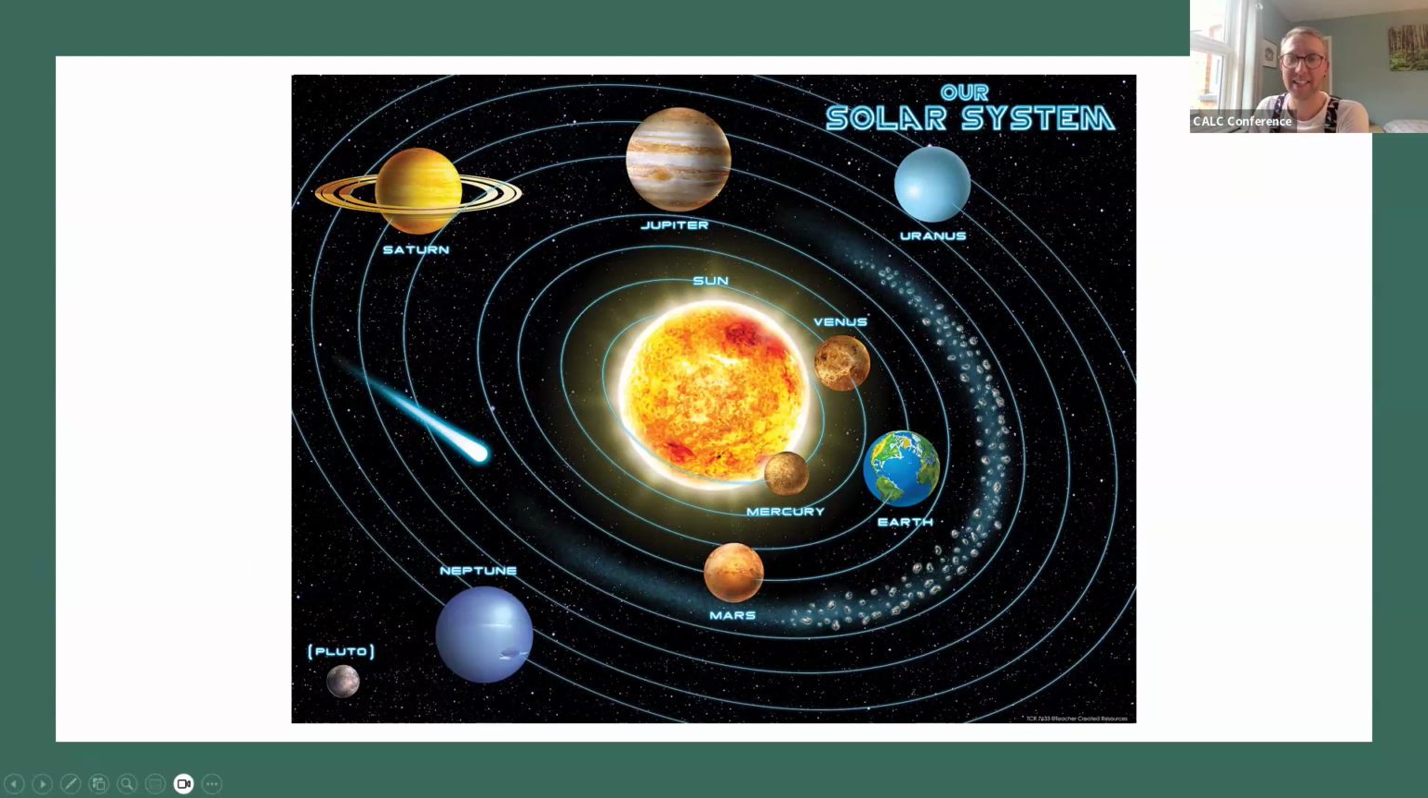But also, this diagram is completely wrong, almost to the point of being imaginary. The orbits that are shown are essentially circular, instead of being elliptical.